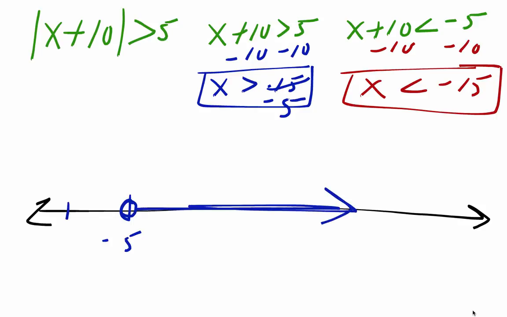And I go to negative 15. And I'll do that one in red. And it says I want all numbers that are less than negative 15. So it's an open circle because it has a less than. It's going to be this way. So I made the number line a little bit too long, but that's all right. So my solution set then is everything in the red going to the left and everything in the blue going to the right.